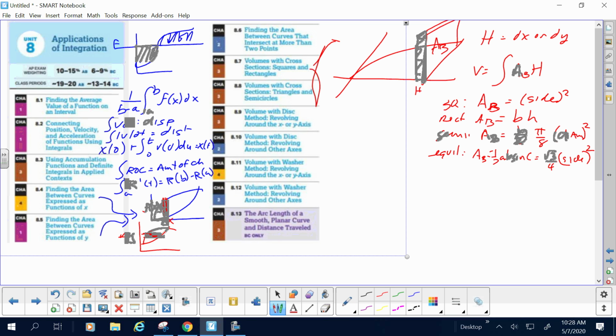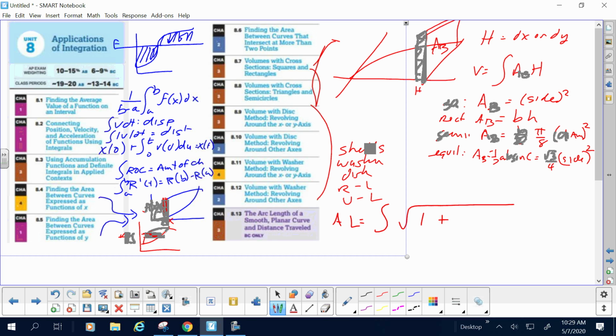All these deals are volumes of revolution. Draw a picture. Make sure you can use shells or washers or discs. Always use right minus left and upper minus lower to get positives. And arc length is the integral of the square root of 1 plus the derivative squared, from one bound to the other. It could be functions of y. It's the hypotenuse, Pythagorean theorem sums.